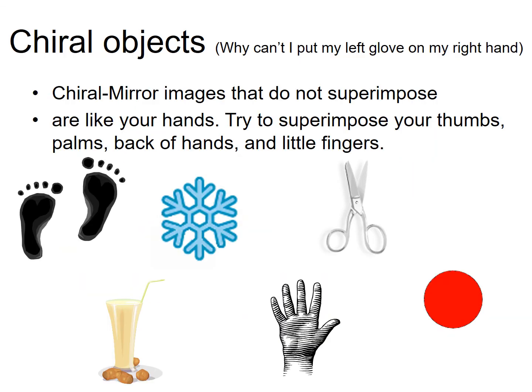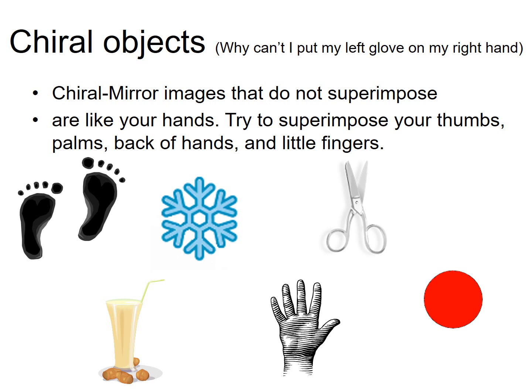Mirror images are not identical. This is called chirality. Why can't I put my left glove on my right hand? Well, the left glove is a mirror image of the right glove, and so the left glove does not fit on the right hand. It's a mirror image of what would fit on your right hand.